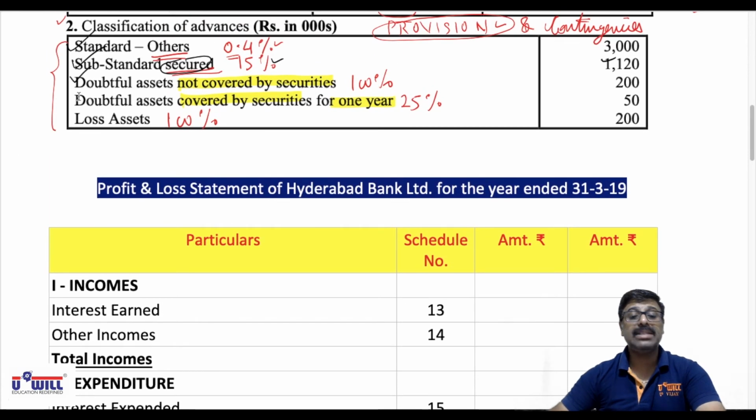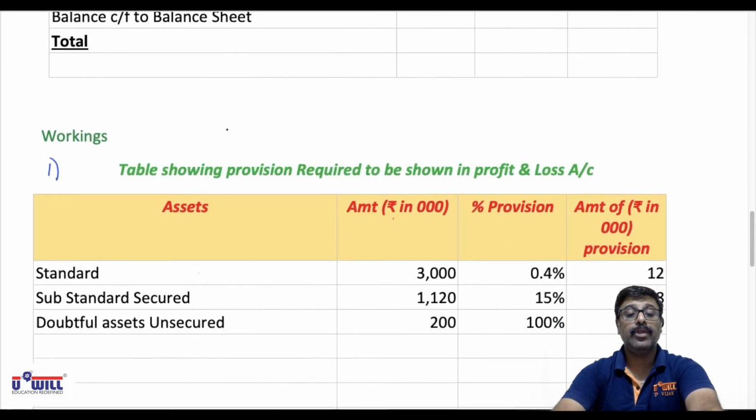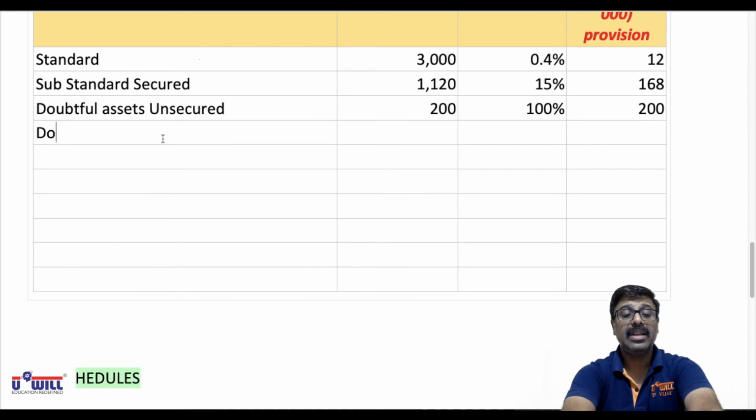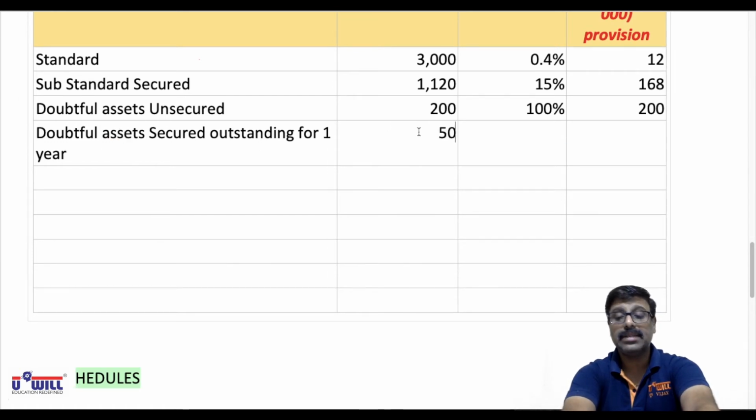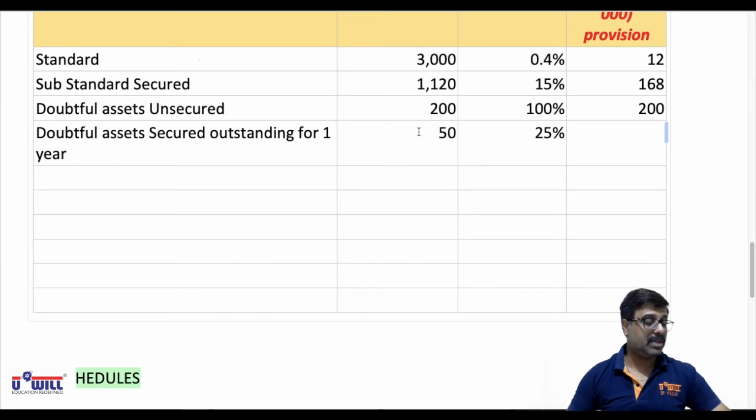Then we have doubtful assets covered by securities and for 1 year. So all of you write doubtful assets secured, and outstanding for 1 year. Since they are outstanding for 1 year, we have to create 25% provision on that 50 rupees. So 50 into 25%, that is 12.5.